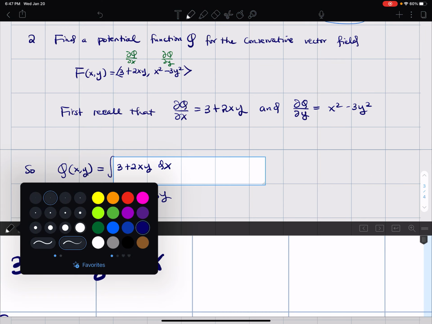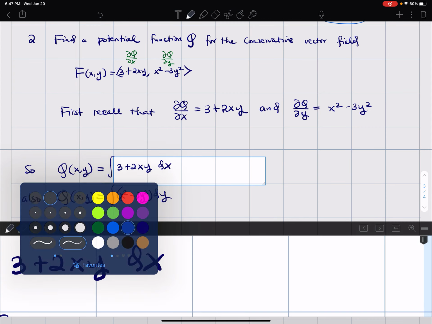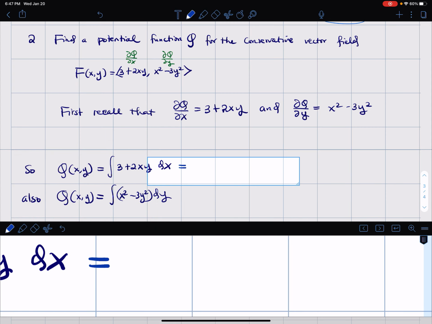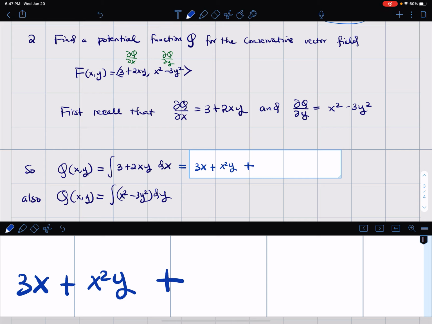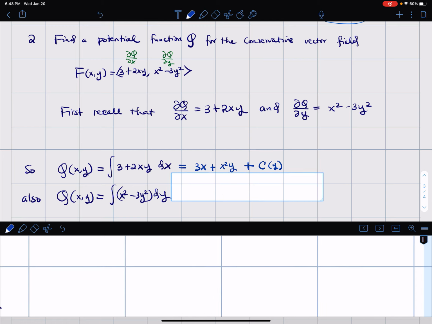But let's see, what do we have now? So that means this is equal to 3x plus x squared y, right? And what do we get? And then plus, we can say this is plus a constant, but this constant of integration will just be a function of y because our integration is with respect to x. So it can't just be a regular constant. Our integration is with respect to x, and it's a function of two variables.